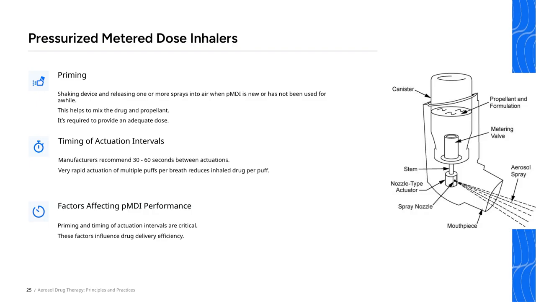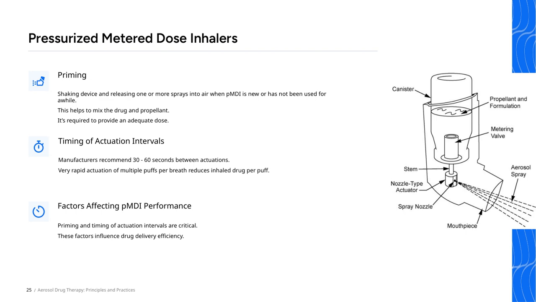It's important to note that actuating multiple puffs very rapidly during a single breath can actually reduce the amount of drug you inhale per puff. So, taking a little time between puffs helps improve drug delivery efficiency.